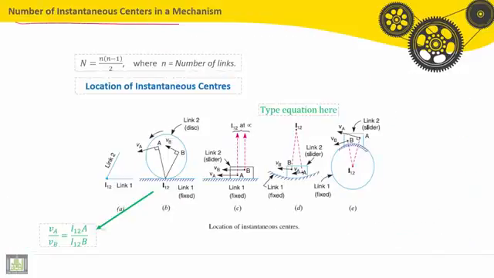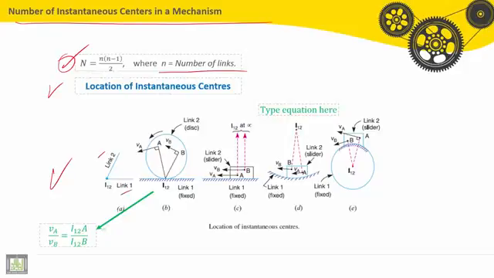How to find number of instantaneous centers in mechanism? Number of instantaneous centers N is equal to small n multiplied by small n minus 1 divided by 2. So small n is number of links. How to find location of instantaneous centers? Let's see here some examples.